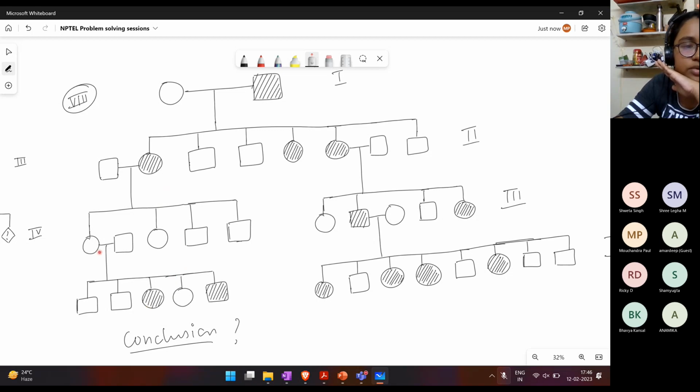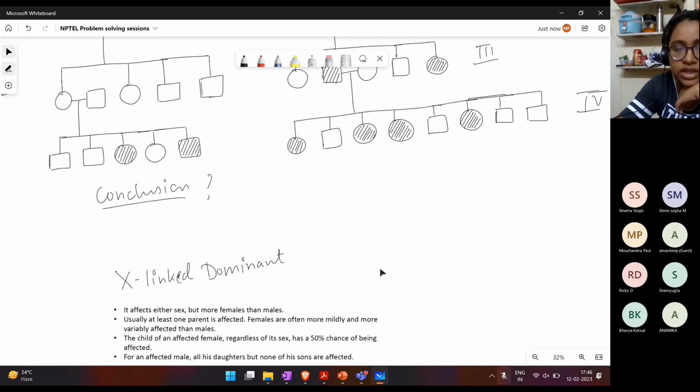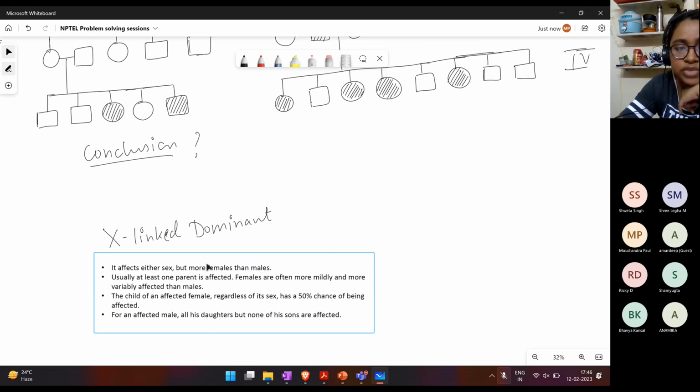But in this case, this lady might be a carrier of the X chromosome carrying the defective allele, because of which she is transmitting the defective allele to daughters as well as the son, right? So let's check whether my guess is correct, same as Shweta's. So yes, it is correct. The pattern of inheritance is X-linked dominant, and these are the features that should be present in the pedigree.